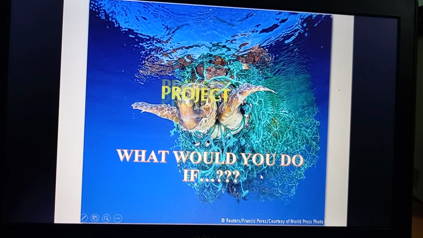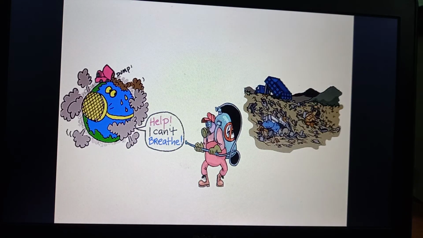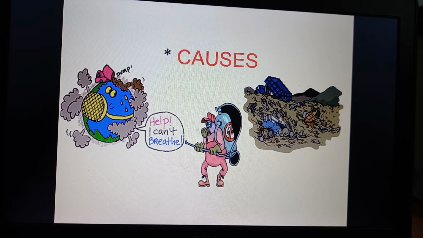We change to project. Remember 8 types of pollution you've learned in this unit and write about your project. First of all, you must remember the causes of the pollution. For example, people dump a lot of trash or litter everywhere.